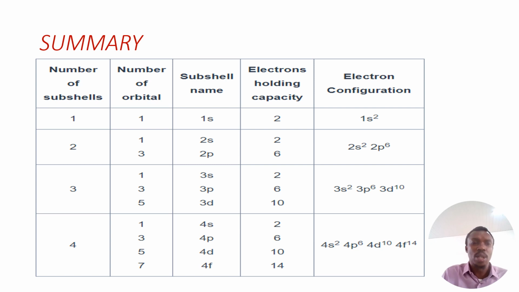Then for the fourth shell, the number of orbitals: you have 1, which is the 4s, 3, which is the 4p, 5, which is the d, and 7, which is the f. Electron holding capacity: the s will hold 2, p will hold 6, d will hold 10, and f will hold 14. So you write the electronic configuration: 4s2, 4p6, 4d10, and 4f14. So it's as simple as ABC. This is a summary of the whole process.